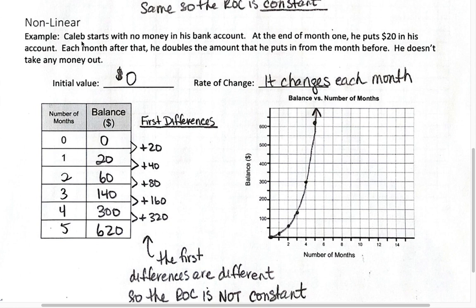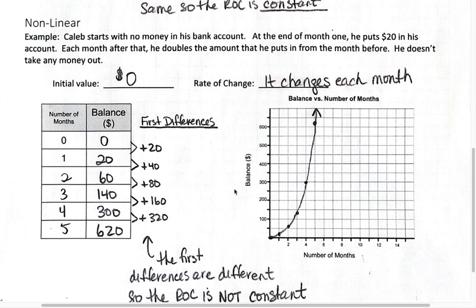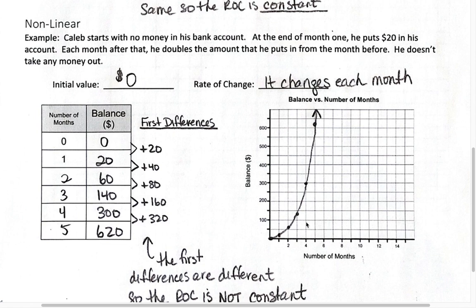Okay, so I'm going to pick off the key information. The initial value is how much he starts with. He starts with no money in his account, so that's going to be 0. But when I look at the rate of change this time, it's a little bit harder to define, because he's going to put $20 in after the first month, and then he's going to start doubling that amount. So it changes every month. It's not a constant rate of change this time. And we'll see how that plays out when we start looking at the table of values and the graph.